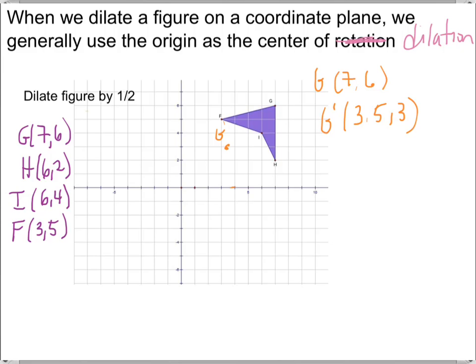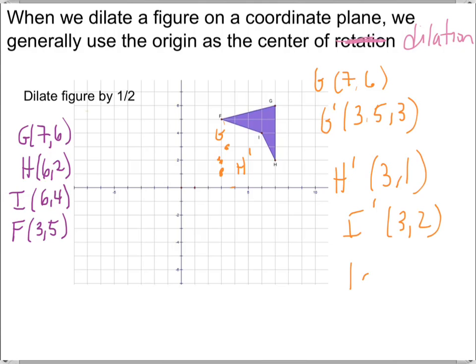Likewise, H prime would be 3 and 1. So H prime would be 1, 2, 3 and 1. There's H prime. And I prime would be 3 and 2. So I prime would be 1, 2, 3 and 1, 2. That's I prime right there.